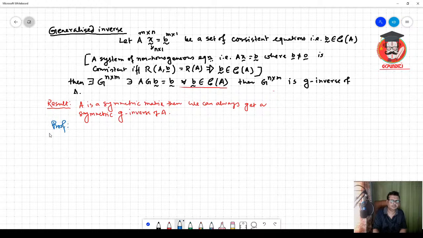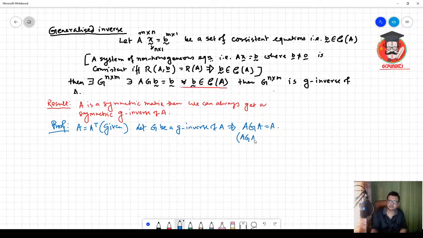Proof. Since A is a symmetric matrix, this means A equals A transpose, this is given. Now let G be a G inverse of A. This implies AGA equals A. Now taking the transpose, (AB) whole transpose equals B transpose A transpose. I use this result.